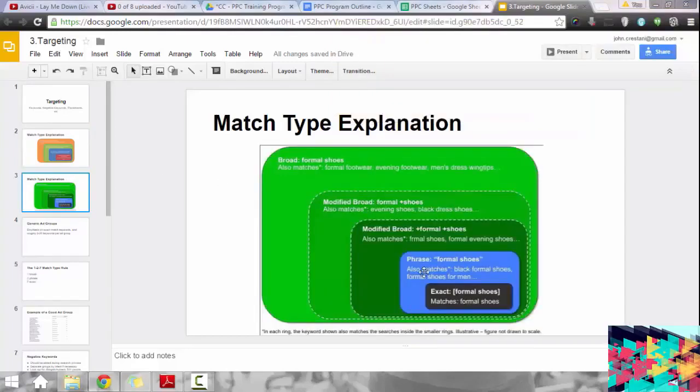I just put this slide in just to give some more examples. Formal footwear, formal shoes matches with men's dress wingtips, for instance.